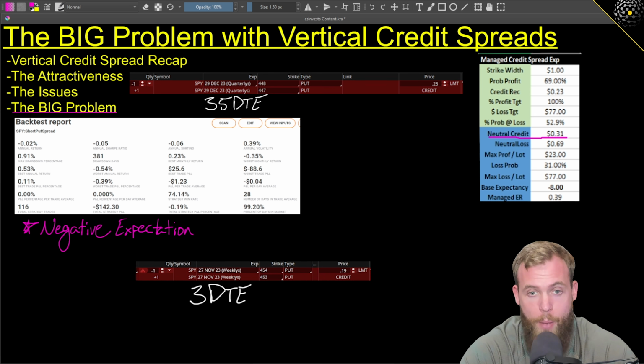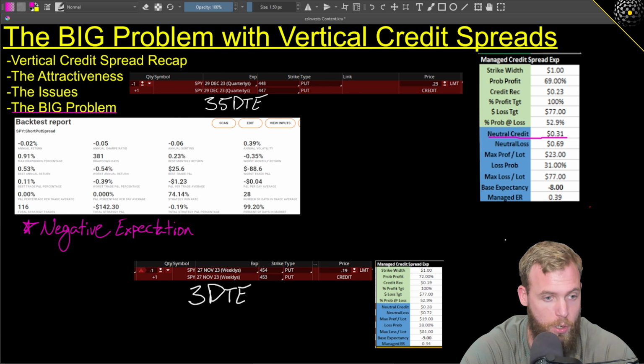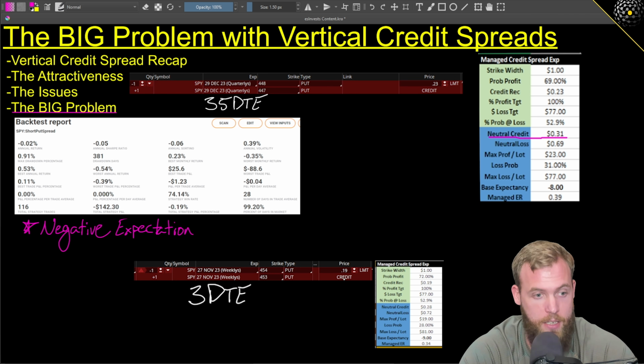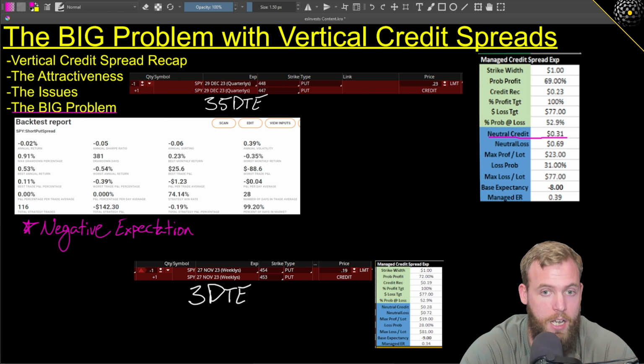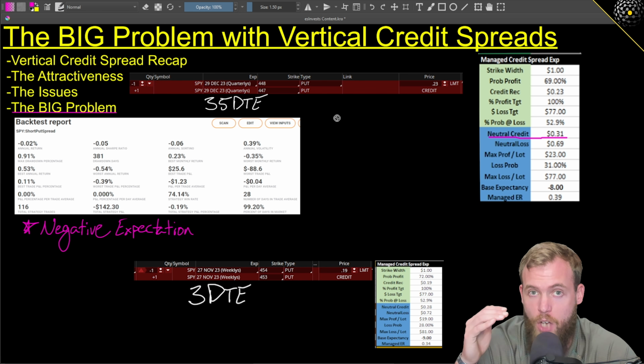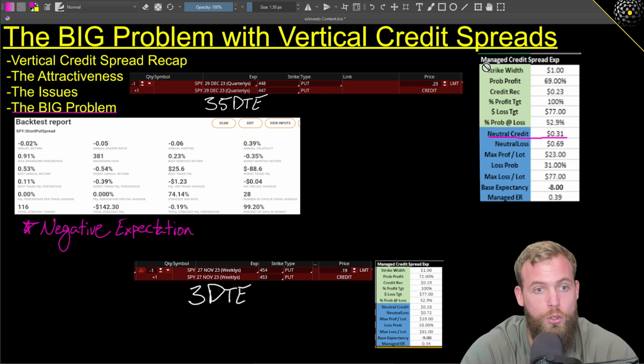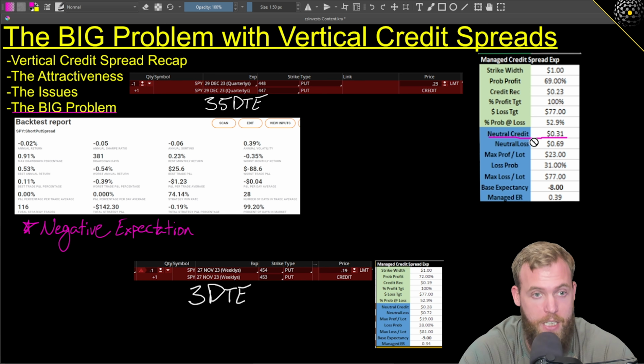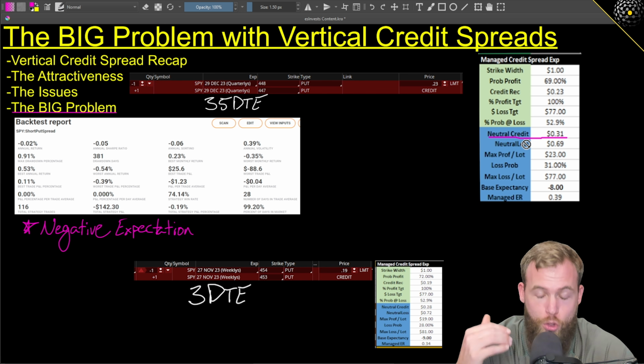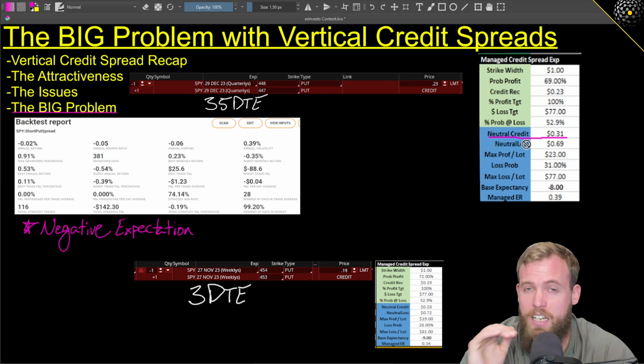So you might say, well, what about 3 DTE? What if we go shorter term? Same. This is a dollar wide collecting 19 cents. The problem with most of these is that they are not going to be priced favorably to you. That's by design. So even if you look at wider spreads, let's say $5 wide, $10 wide, you're going to find the same thing. In general, you are not even going to be able to capture a neutral credit trade, let alone something that has any sort of positive expectation baked into this.